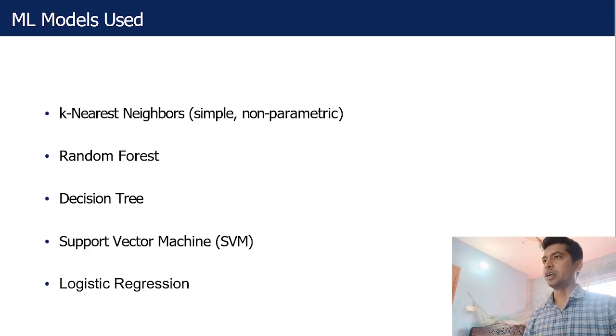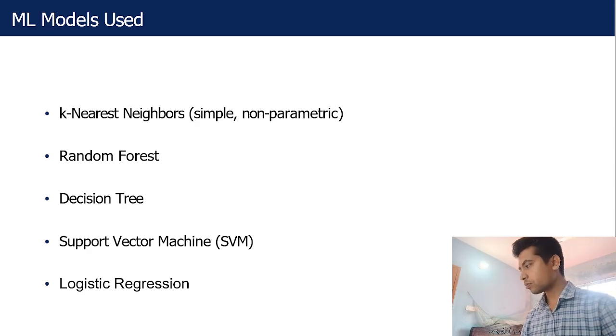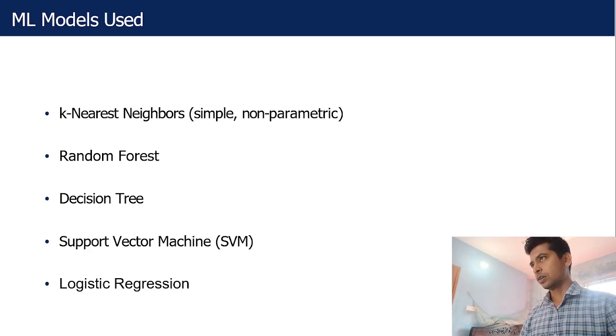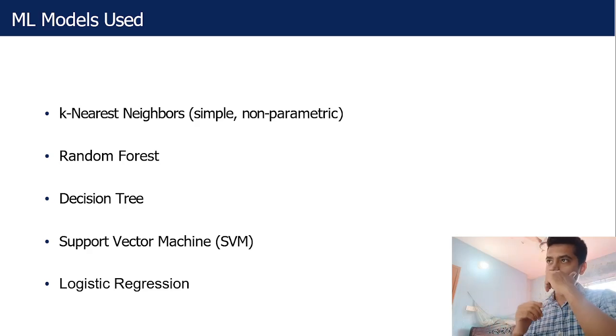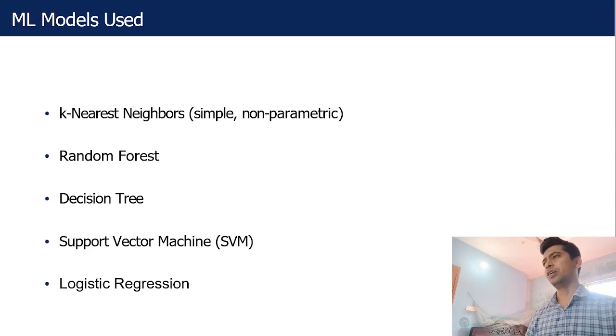Support vector machine SVM draws a hyperplane based on the input data. If the input data is multidimensional, it creates a hyperplane and differentiates the data across the dimensions.